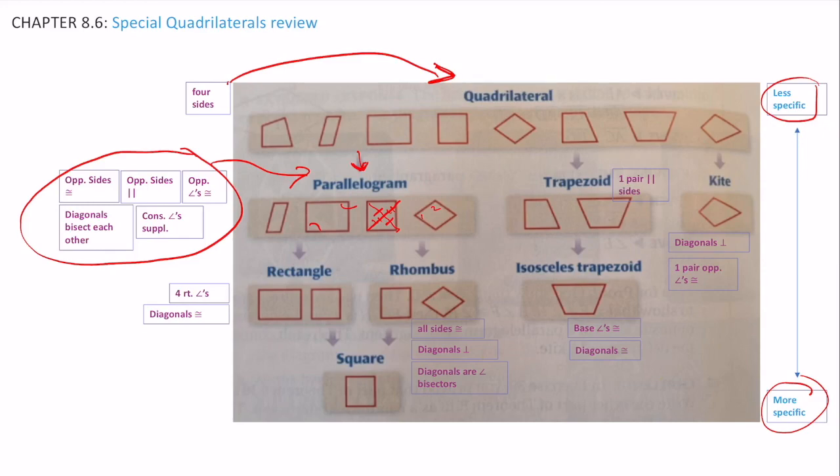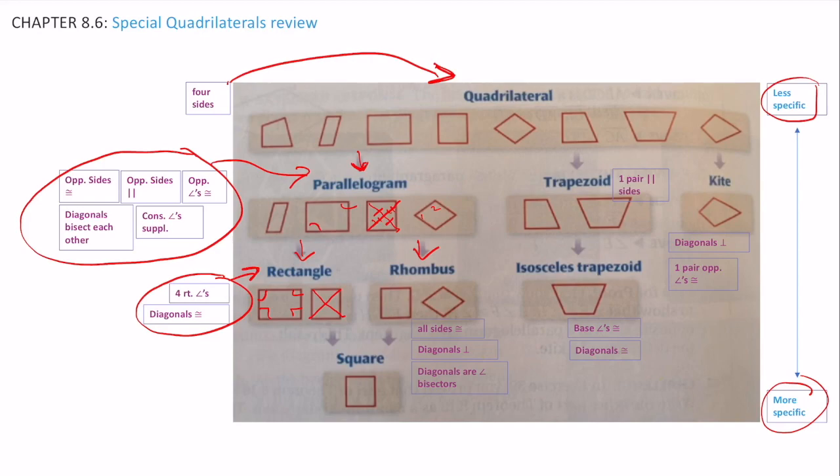Now, going down, there are different types of parallelograms. We have our rectangle and we have our rhombus. And so the rectangle has four right angles, so 1, 2, 3, 4, and its diagonals are congruent. So I know that that and that are congruent. So that's for the rectangle.